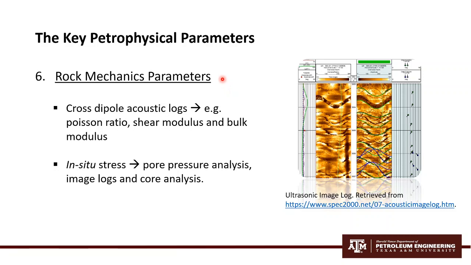Finally, rock mechanics parameters, which are extremely important for engineering operations in shale gas production. Cross-dipole logs can be used. They provide the slowness of compressional and shear waves to calculate the rock mechanics parameters such as Poisson ratio, shear modulus, and bulk modulus. Moreover, the in situ stress can be evaluated with well logs, with a combination of pore pressure analysis, image logs, and core analysis. Here on the right, we have a figure of ultrasonic image log.